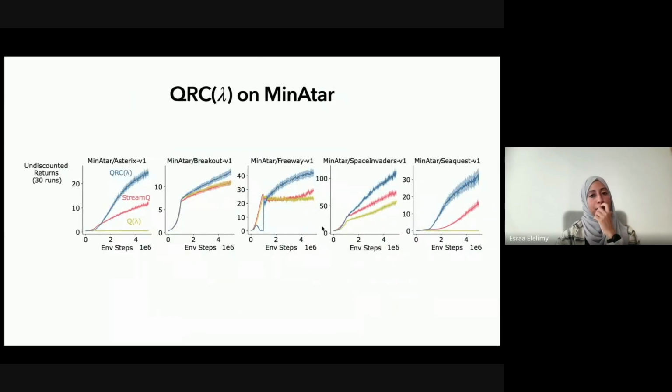And we evaluate this algorithm on MinAtar, which is a small version of some of the Atari environments. And our algorithm, this QRC lambda, is in blue, and it performs really well in all of these environments. We have 2 baselines here. So Q lambda is the semi-gradient version, basically the old Q lambda. And StreamQ is also another algorithm that doesn't need a replay buffer. And our algorithm basically outperforms these 2 in all of the environments.